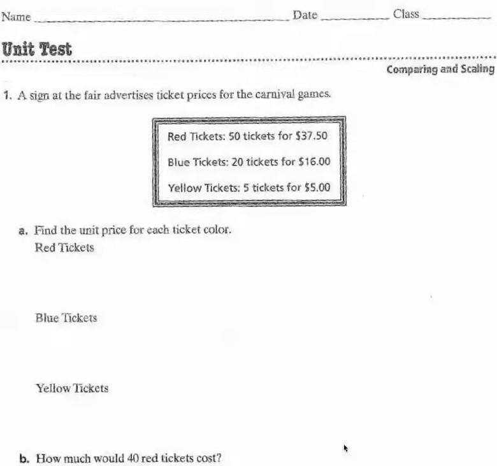Comparing and scaling. Unit test. A sign at the fair advertises ticket prices for the carnival. You have red tickets, blue tickets, and yellow tickets, and each ticket has a different cost.